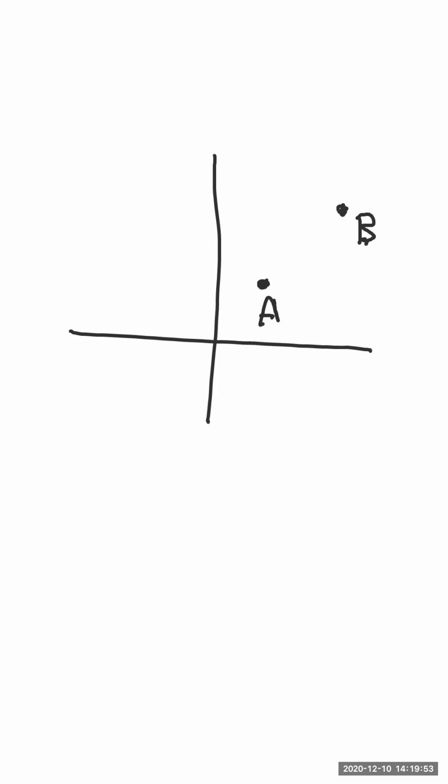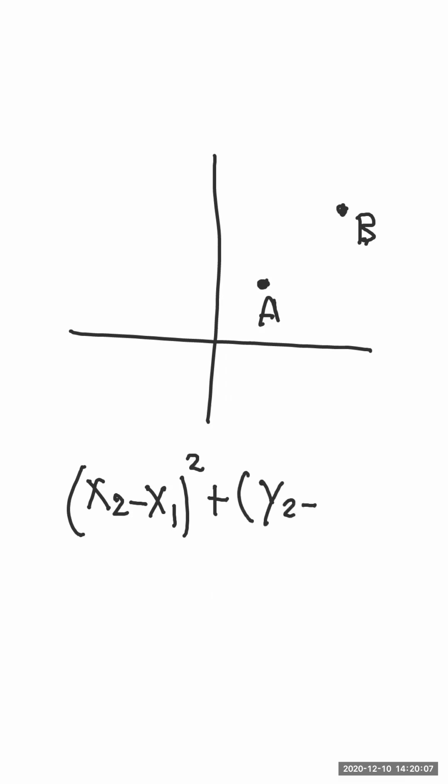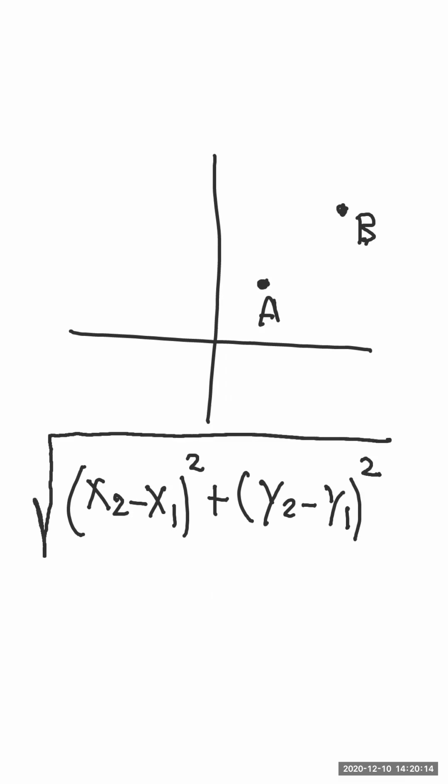Actually, the rule is the square root of x2 minus x1 squared plus y2 minus y1 squared. Okay, guys? So this is the rule of the distance between 2 points. It's x2 minus x1 squared plus y2 minus y1 squared.